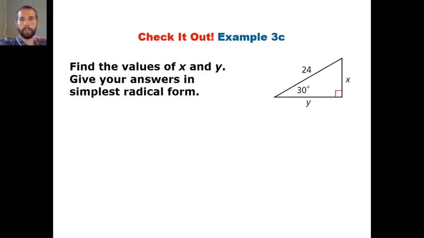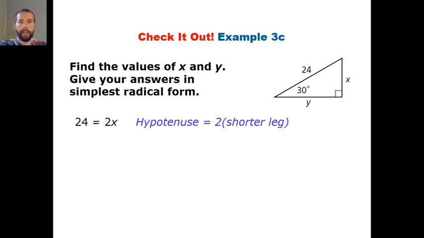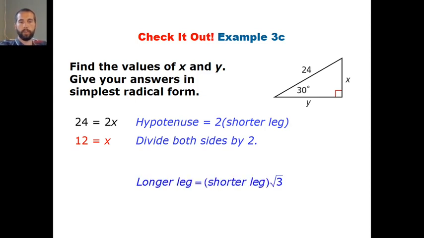All right, and then the next one, the hypotenuse is 24. Now, if we have the hypotenuse, the only place we can go is the short leg. So to go from hypotenuse to short leg, we divide by 2. 24 divided by 2 is 12, so the short leg is 12. And then if the short leg is 12, to get the long leg, we multiply the short leg by the square root of 3. So we do 12 times the square root of 3, which is just 12 square root of 3. So that's how we use that.